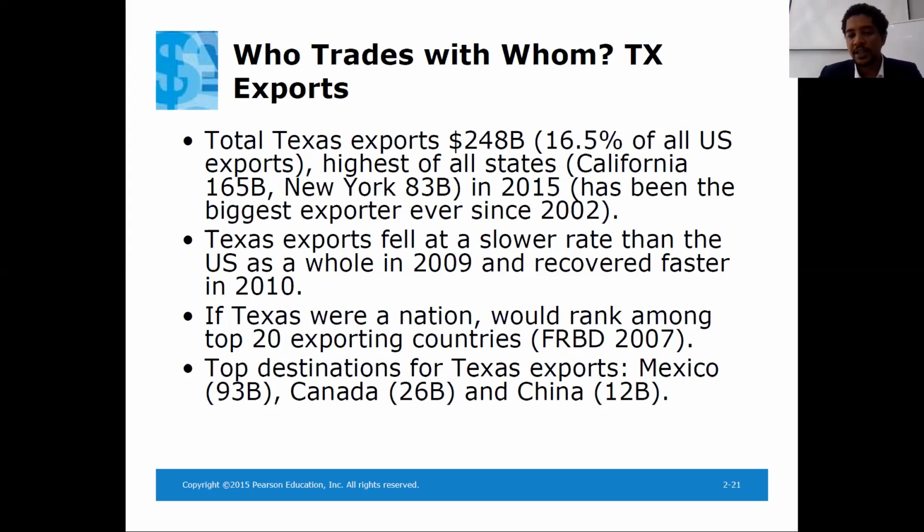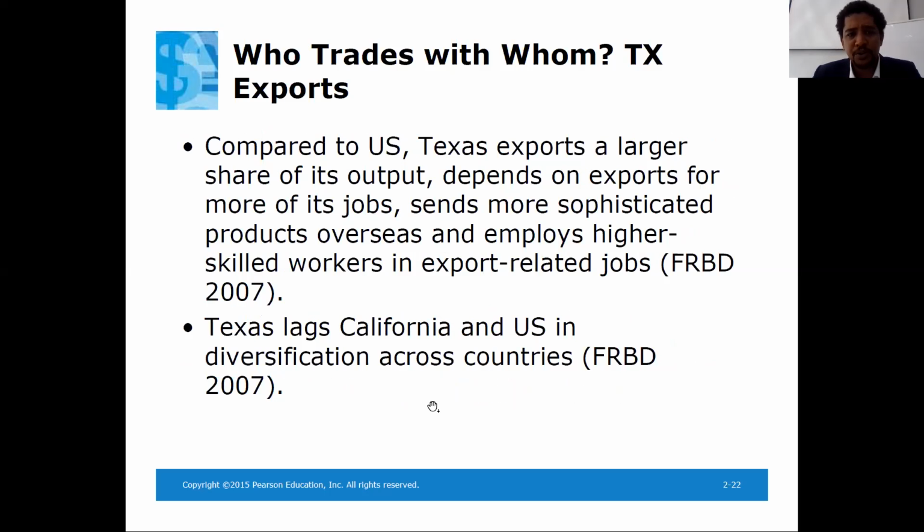So as we have said, the US has the highest trading volume with Mexico, Canada, and China. And as you can see, even states within the US have the highest trade with these three countries specifically. Compared to the US, Texas exports a larger share of its output, depends on exports for more of its jobs, sends more sophisticated products overseas, and employs the highest skilled workers in export related jobs.